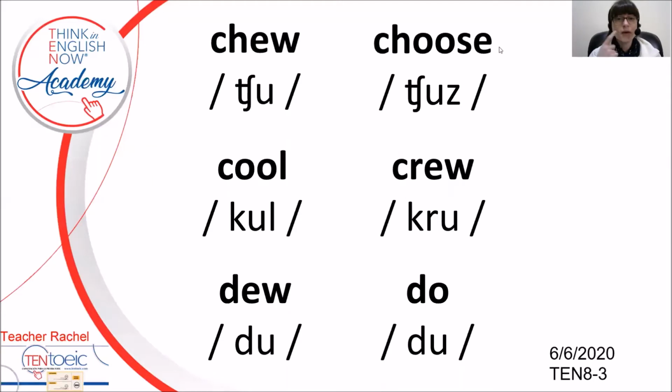Chew. This is when you eat food. You chew. You can chew gum also. So it means when you open and close your mouth. Choose. This is when you select something out of many different things. So one example, if you're at the store, you have many options of fruit. I choose apples. So you select, you pick. I choose bananas. That is what you decide, what you want. So it means you pick out of many different things.